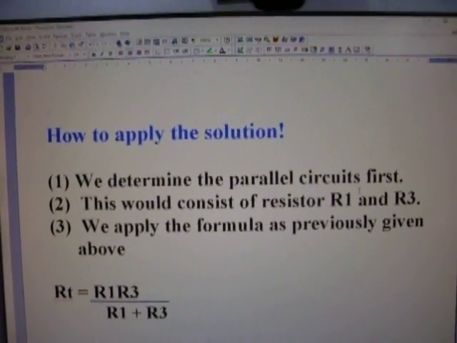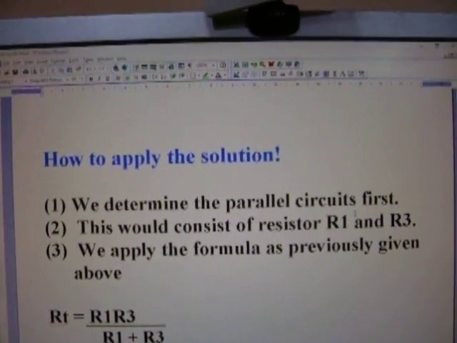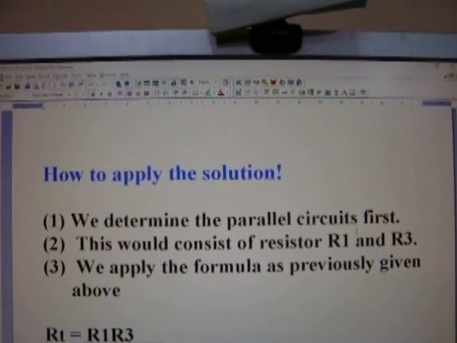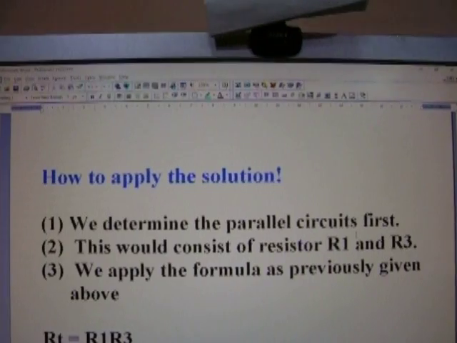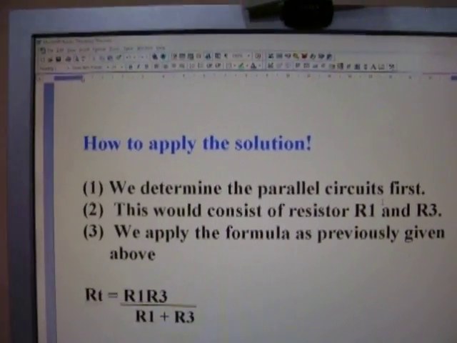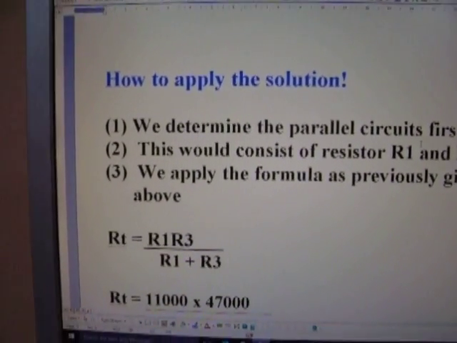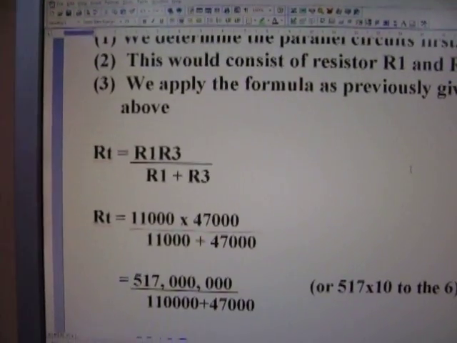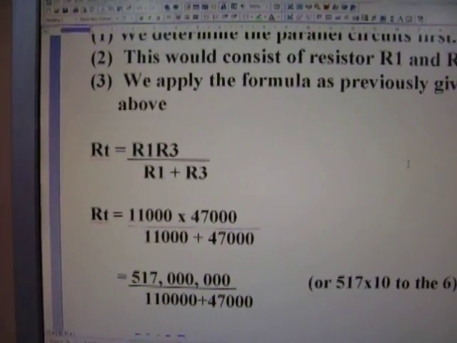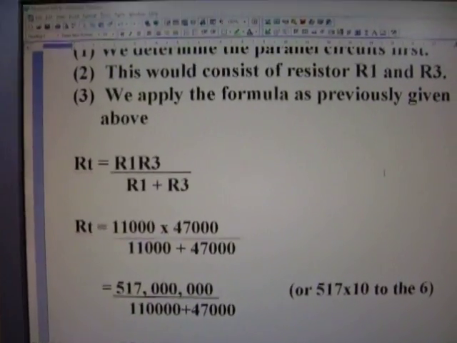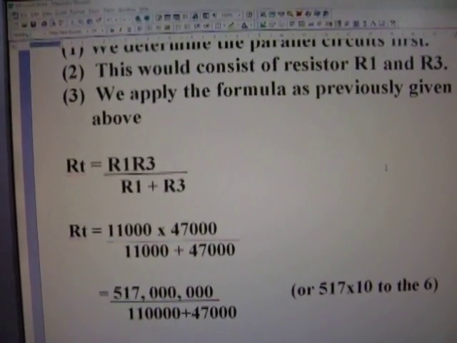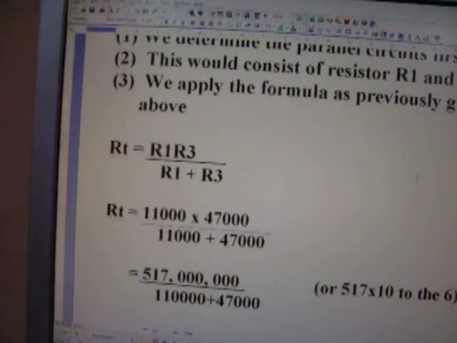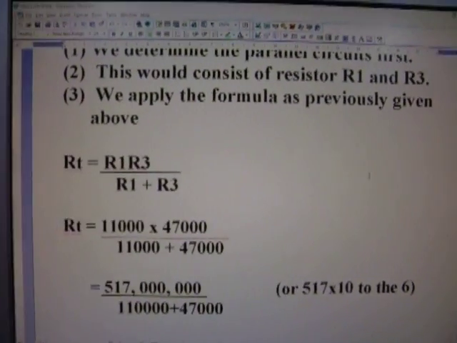Okay, how to apply the solution. Now what I want to do here is to just make some little notes. We determine the parallel circuit first. This will consist of resistors R1 and R3. We apply the formula as previously given above. Okay? And these are our formulas. RT equals R1, R3 over R1 plus R3. We now bring these values in and insert the values as we have been given them. Okay?